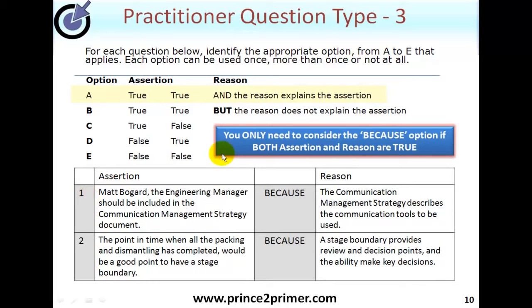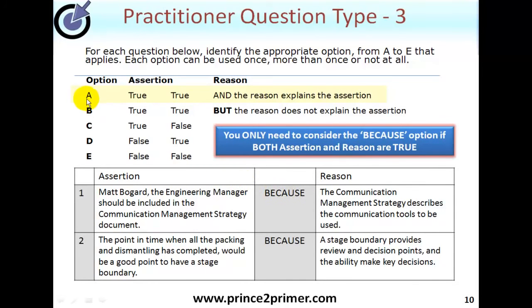Okay? You only need to consider the because option if both assertion and reason are true. You'll notice the column here is called assertion. In other words, here's a statement I hold to be true, and here's the reason why we believe that statement to be true, with the because link in the middle. So 3 columns here. Let's deal with this slowly and carefully. If the left-hand side is true and the right-hand side is true, only then do you need to consider whether the because is true. Let me explain.